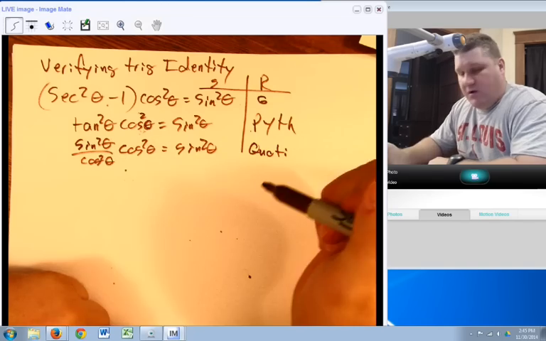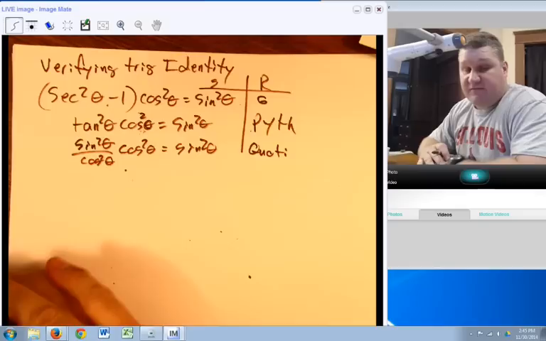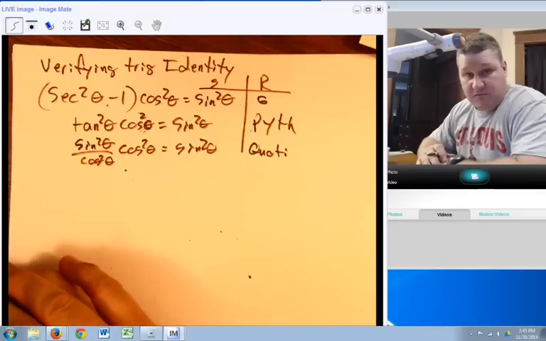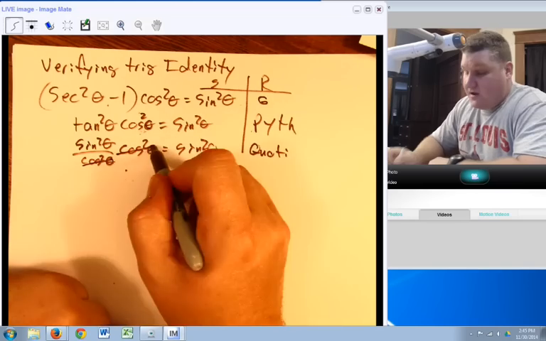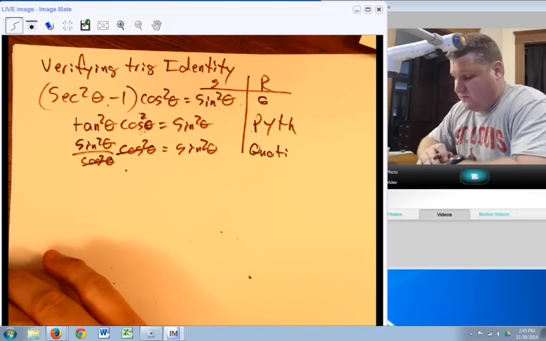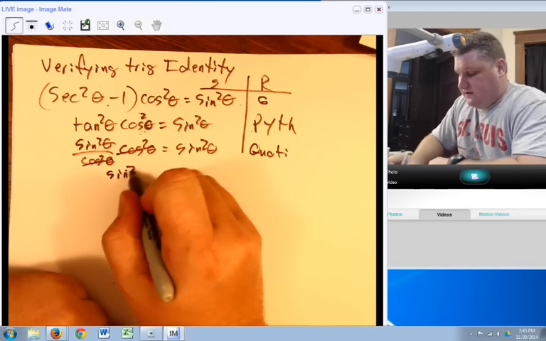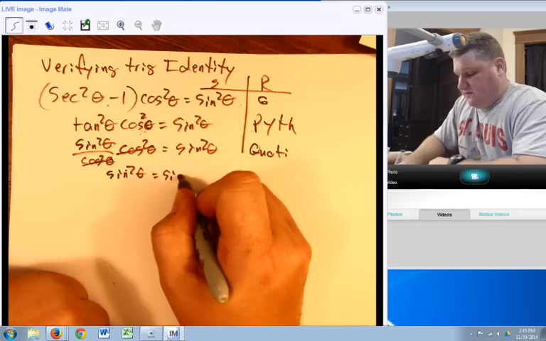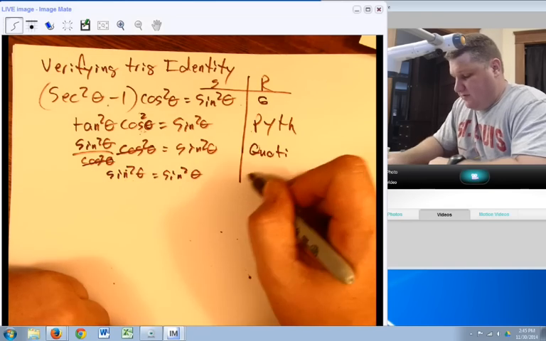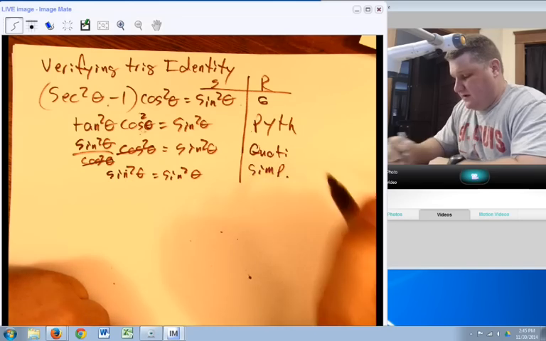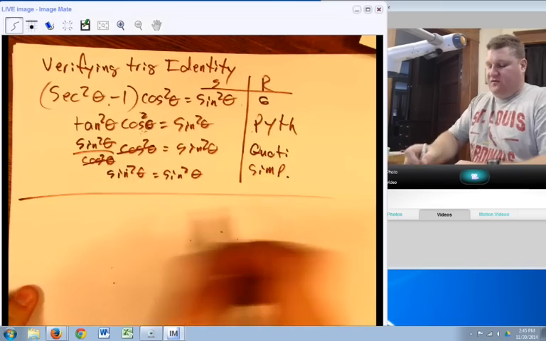So by quotient property. Now at this point, hopefully everybody can see what you do next. That's right, cancel out the cosine squareds. That leaves sine squared theta equals sine squared theta, and that was by simplify. Okay, so there's your first one. Let's do the second one.